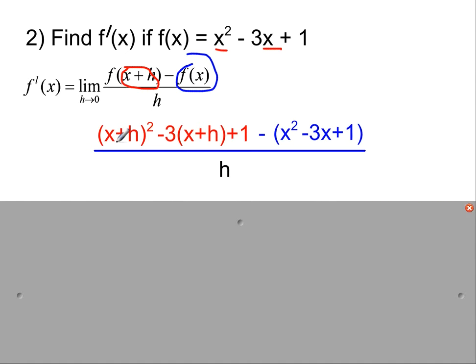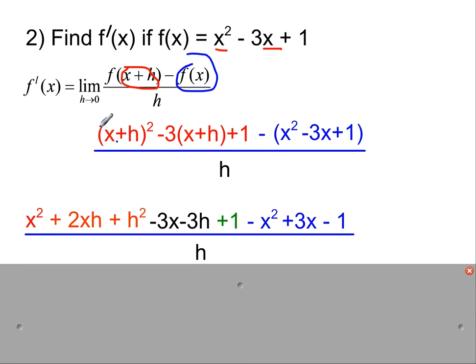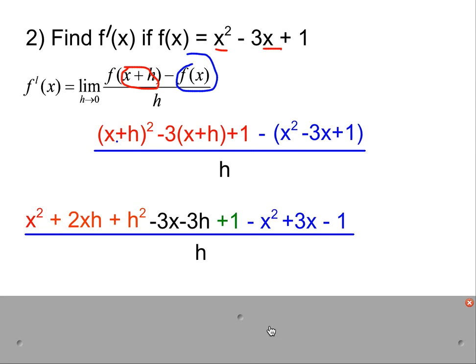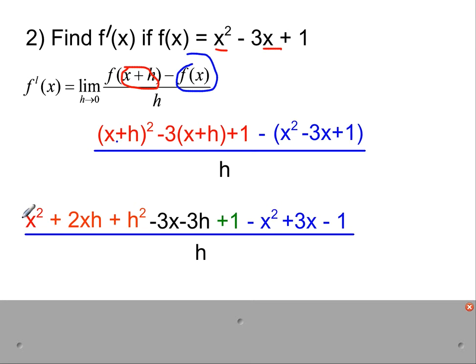So our next step is simply to expand. X plus h squared again is x squared plus 2xh plus h squared. We're going to distribute this negative 3, and then here we're going to distribute the negative. So let's see what this should look like. So this first part here is in the red. This second part of distributing negative 3 is in black. The 1 stays the same, minus x squared plus 3x minus 1. Okay, again, the fun part is crossing off. So we have x squared and x squared. Hint, hint, all of this stuff on the right will cross off. 3x, negative 3x, negative 1, and positive 1.